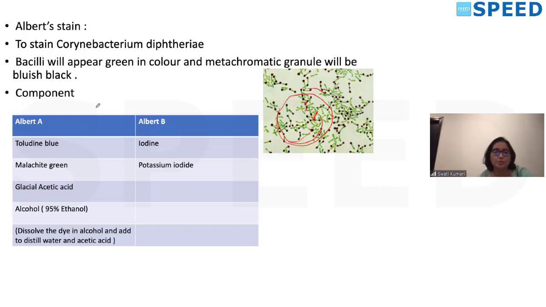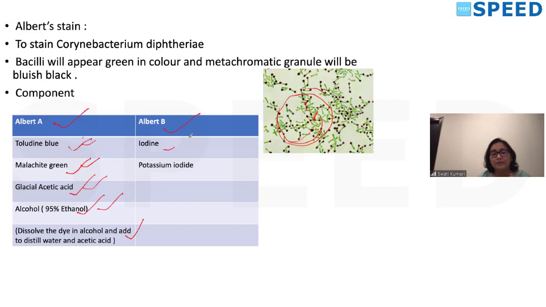Albert stain has two components, Albert A and Albert B. Albert A has toluidine blue, malachite green, and glacial acetic acid. Apart from it, it has 95% alcohol, in which we dissolve all these dyes, and we add distilled water and acetic acid. So we have two dyes, toluidine blue, which gives the blue color, and malachite green, along with the solvents: glacial acetic acid, alcohol, and distilled water.